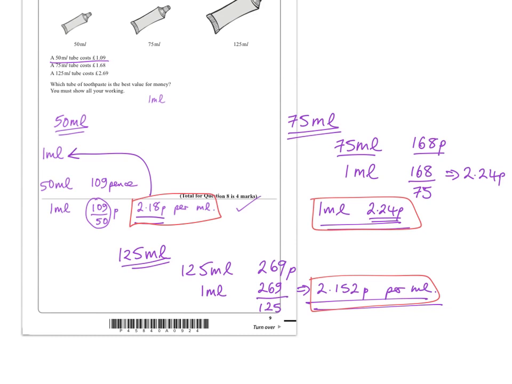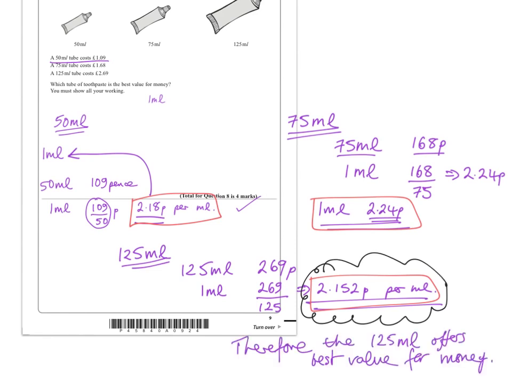So is it 2.18? Is it 2.24? Or is it 2.152? Well, I would say it was 2.152. So this is the one which is going to be the cheapest. And I would probably write this as my conclusion. Therefore, the 125 ml toothpaste offers the best value for money.